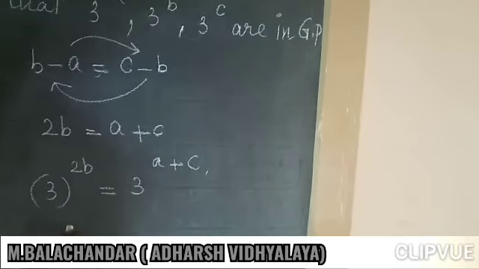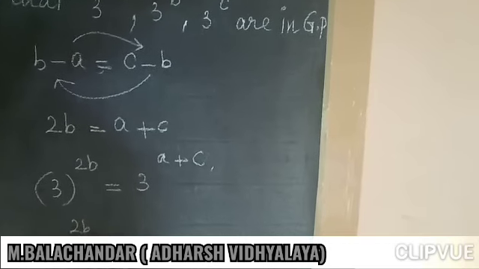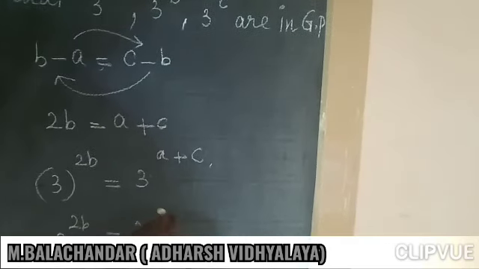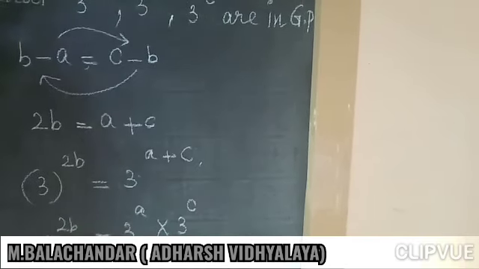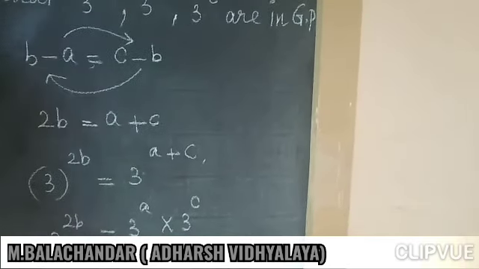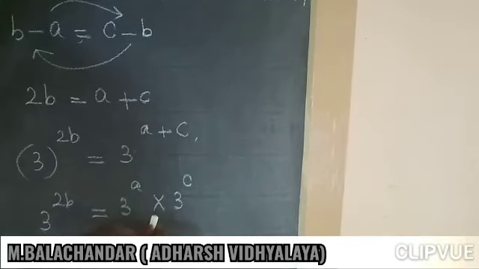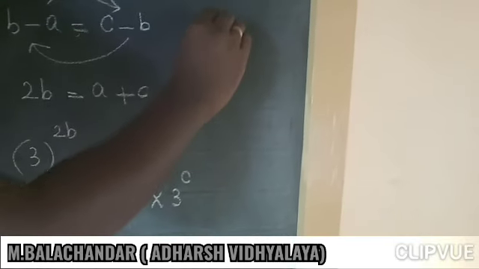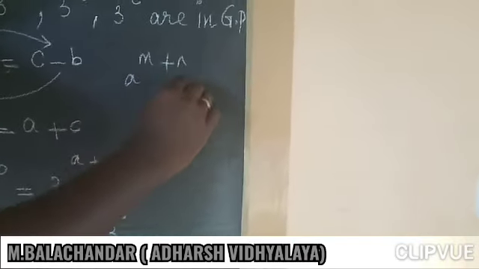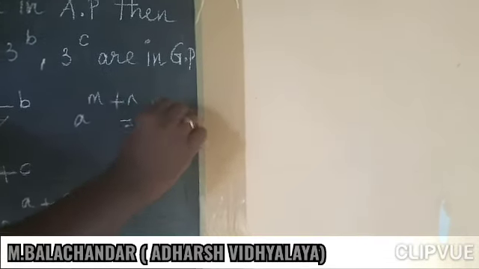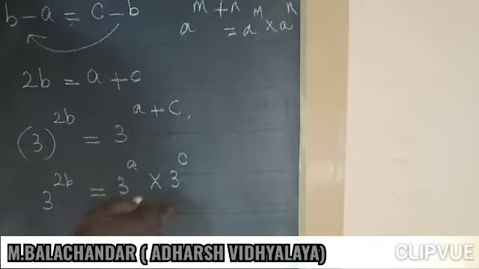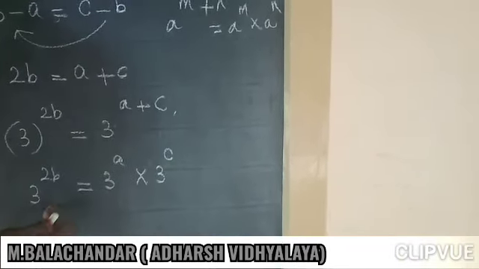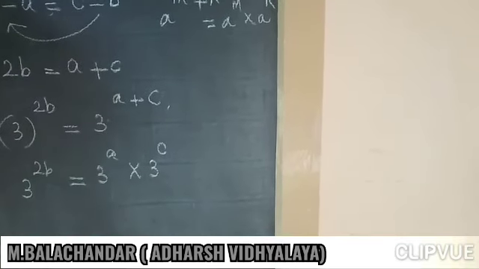So 3 power 2B is equal to, it can be written as 3 power A into 3 power C. Here we applied the laws of exponents. Actually a power m plus n means a power m into a power n. I used this law here. So 3 power 2B is equal to 3 power A into 3 power C.